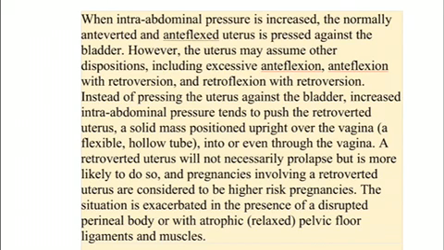So a retroverted uterus will not necessarily prolapse, but there is a tendency for it to do so. And when there's a pregnancy occurring involving a retroverted uterus, there is a higher risk of complications. You have high risk of complications. The situation is made worse when there is presence of disrupted perineal body, or when you have relaxed or atrophic pelvic floor ligaments and muscles. So the woman is really in big trouble.